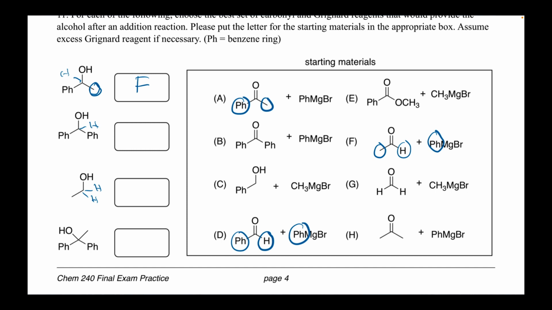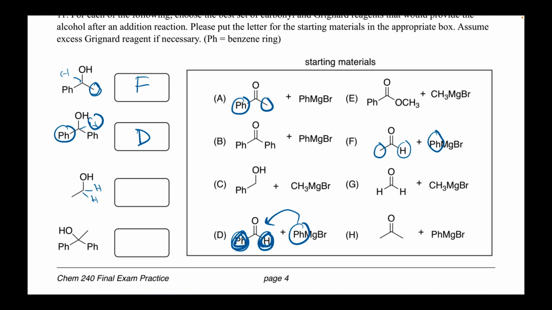The second one, 2 phenyls and a hydrogen. Which one brings together a molecule that would end up with 2 phenyls and a hydrogen? It would be D. D, correct. There's a phenyl group and a hydrogen on there already. So phenyl and hydrogen would be on there already, and then we're adding the next phenyl group. Yeah, you recognize that now? Hopefully that helps a little.